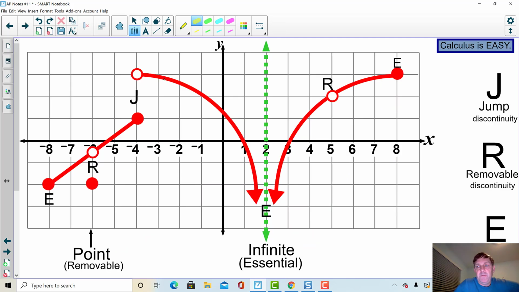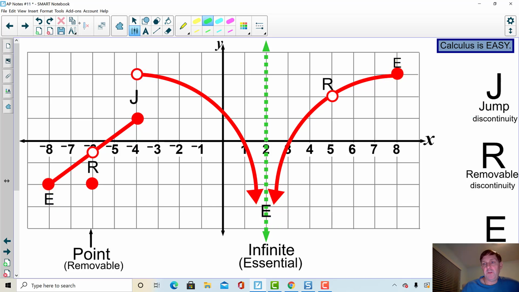Okay, we're going to quickly review the types of discontinuity. The essential discontinuity is when at least one of the one-sided limits does not exist. So that's usually an endpoint, or it could be a vertical asymptote. A jump discontinuity is where the function jumps. So you can see that both of the one-sided limits exist, they're just not equal to each other. That usually happens with piecewise functions.